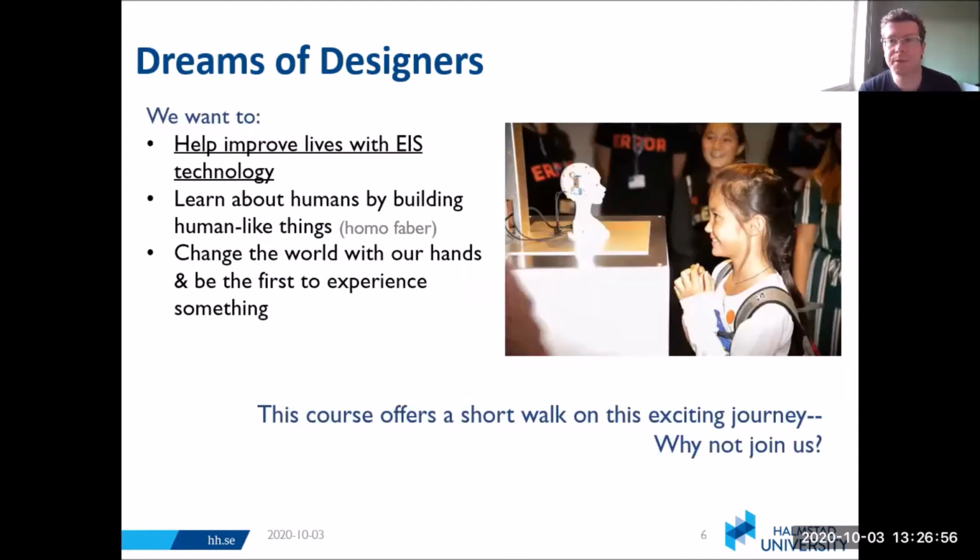What are our dreams in this area? The first is we want to help improve people's lives with this kind of technology. We want to improve people's well-being. We also want to learn about humans by building human-like things. We want to change the world with our own hands and be the first to experience something. I think this is really an exciting area, and you're very welcome to join us for this course, which will take a little peek at some of the stuff that's being done in this area.